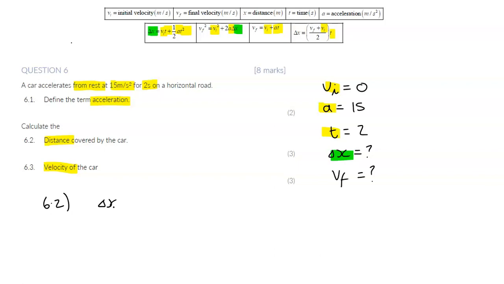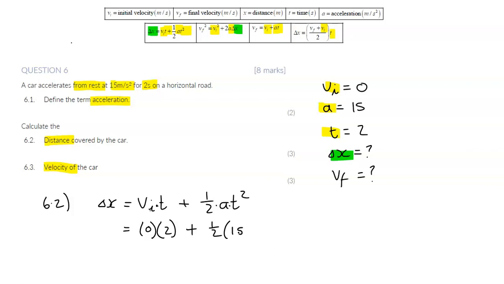it's going to be delta x equals v_i t plus a half a t squared. So this means the initial velocity times, you can put in a dot if you want, so the initial velocity times time plus a half times the acceleration times time squared. Now I'm showing my substitution. So it's 0 times 2. I know 0 times 2 is 0, but show the substitution.